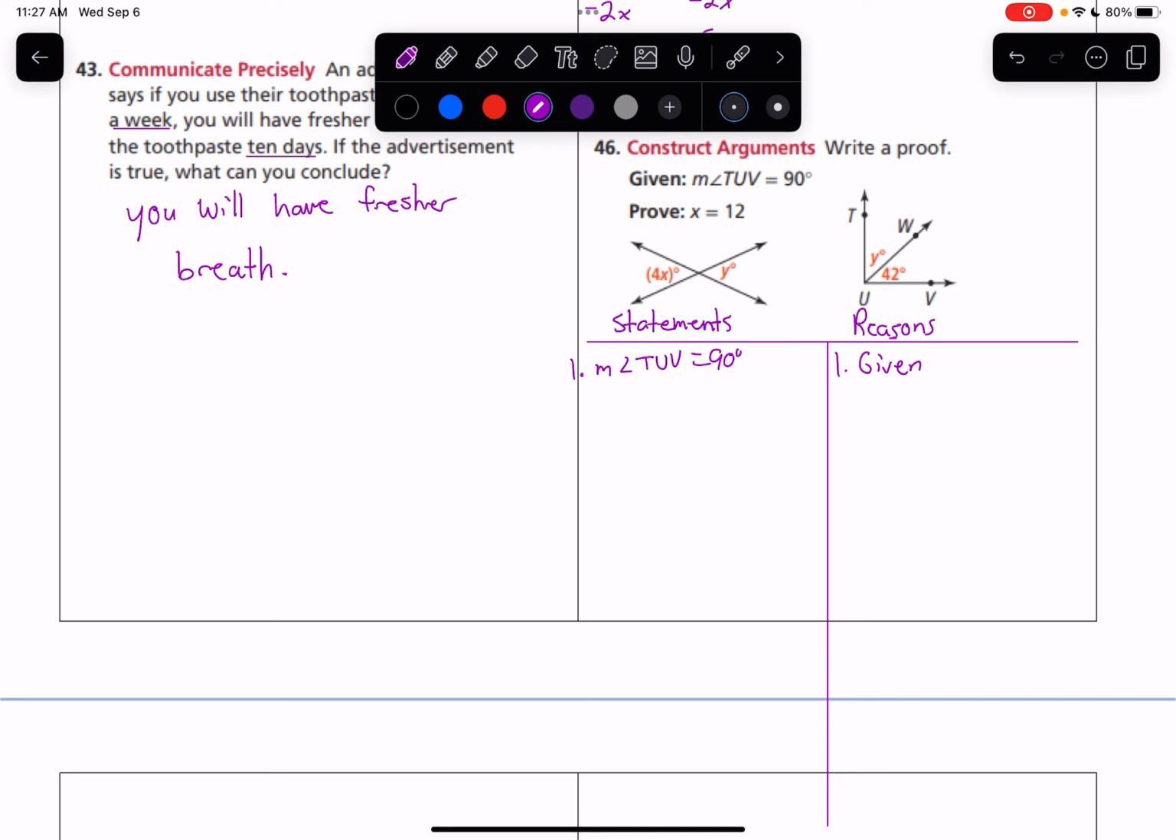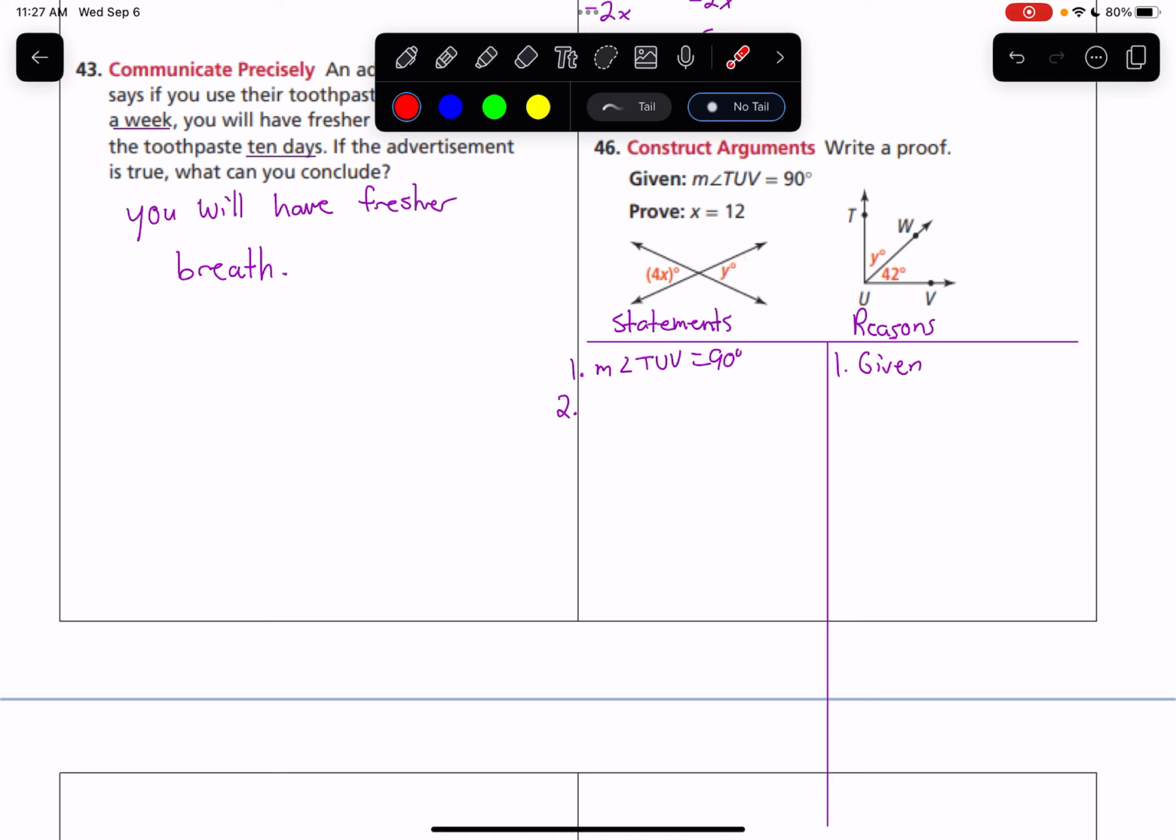Statement 2 is going to be a little bit harder. How do I go from here? Well, I'm looking at the measure of angle TUV, and I see that it's made of 2 smaller angles. One of them is a y, and I have a y over here as well. So if I can figure out what y is, then I can work on this side. And that's going to help me out.